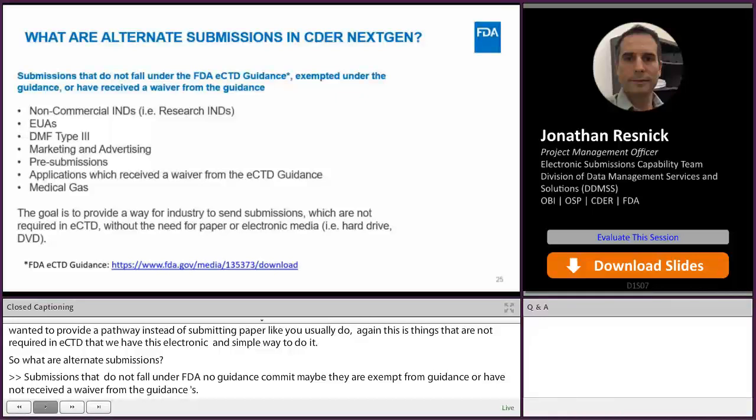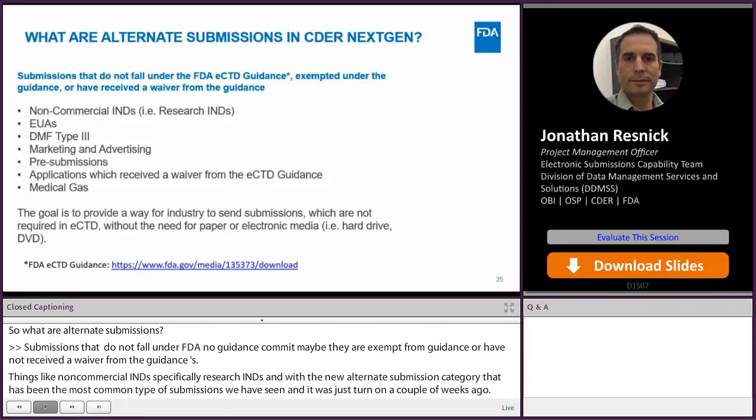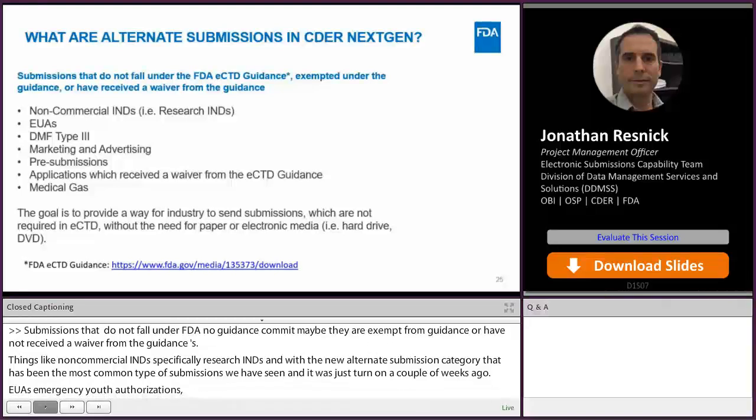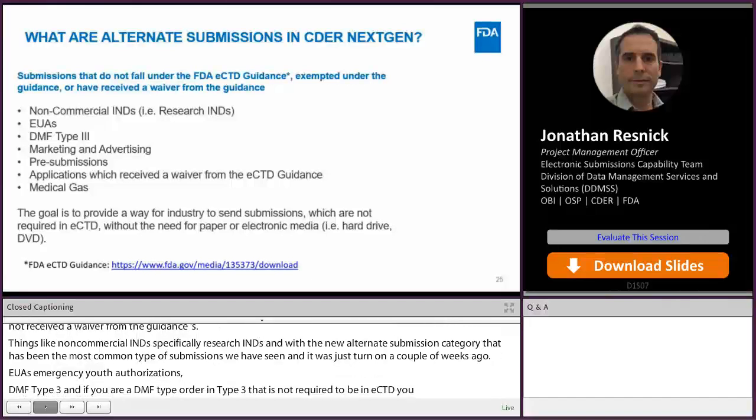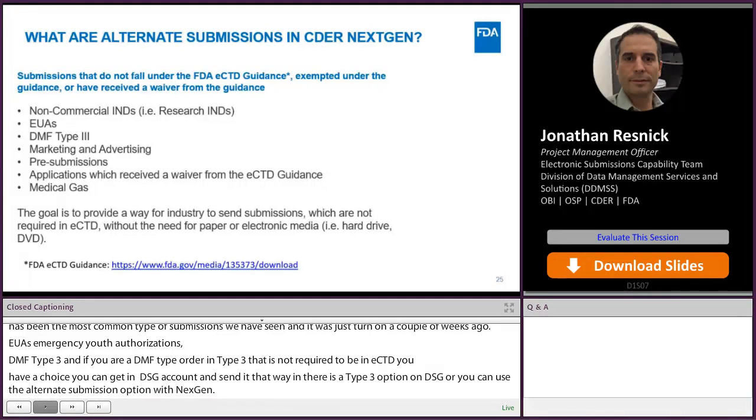EUAs, emergency use authorization. DMF type 3. If you're a DMF holder and you have a type 3 and that's not required to be an eCTD, you have a choice. I mean, you could get an ESG account and send it that way. There is a type 3 option now on ESG. Or you can use this alternate submission option with CDER NextGen. Marketing and advertising. There's now an option there where you can send your marketing and advertising submission through there. Pre-submissions, and then as I mentioned before, applications which may have received a waiver from the eCTD guidance.